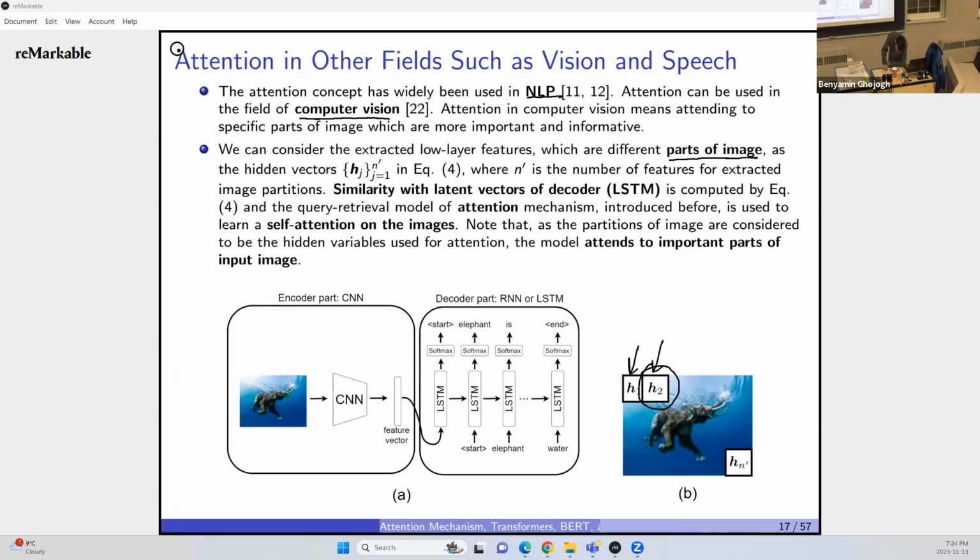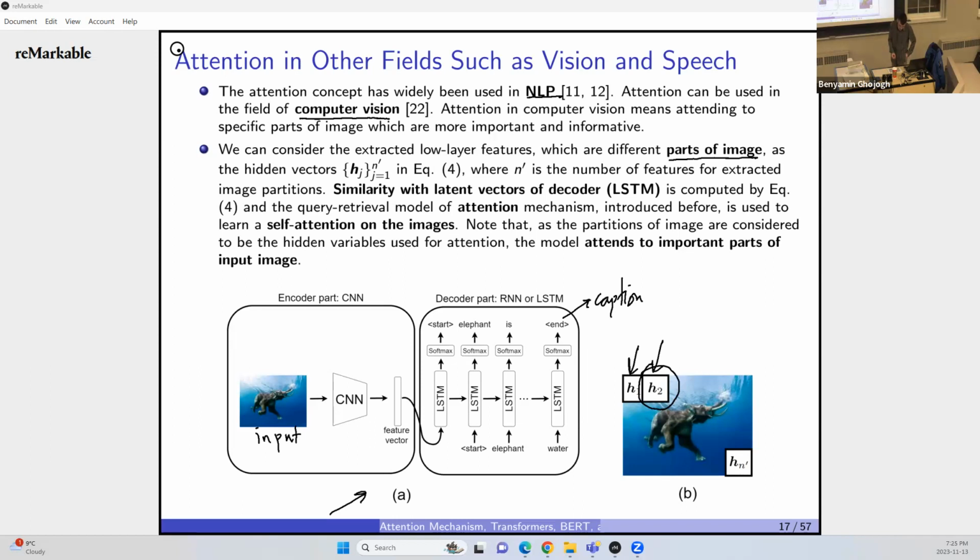Also, you can, for example, consider this figure A. What is it doing? It's caption generation for images. So basically, it gets an image as input and outputs a descriptive caption for the image, right? For example, if we give an image as input, it outputs something like: an elephant is swimming in the water.